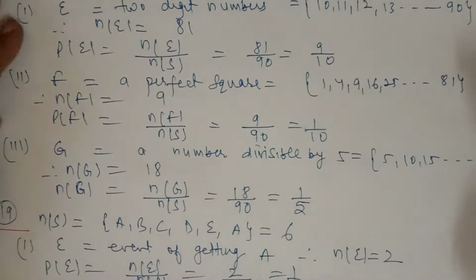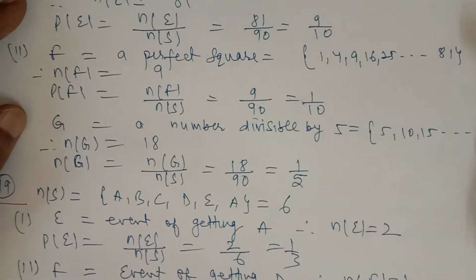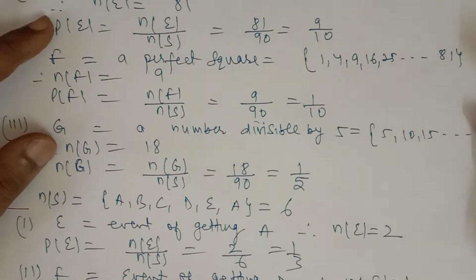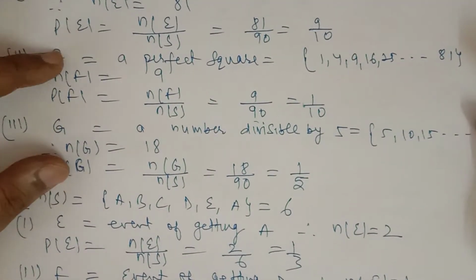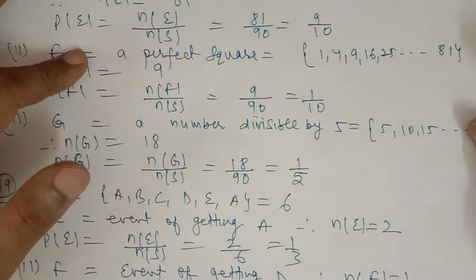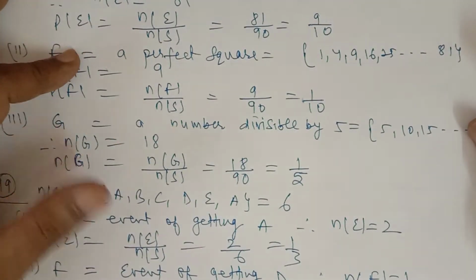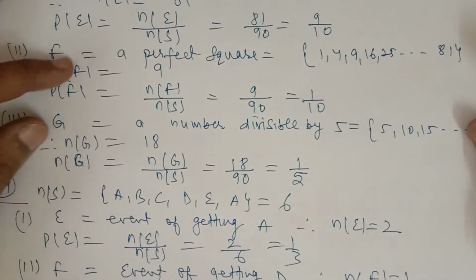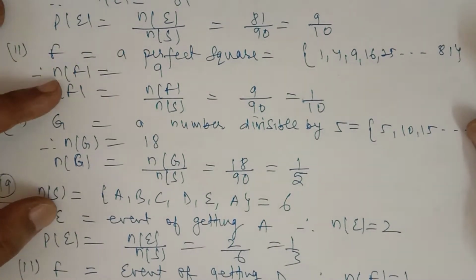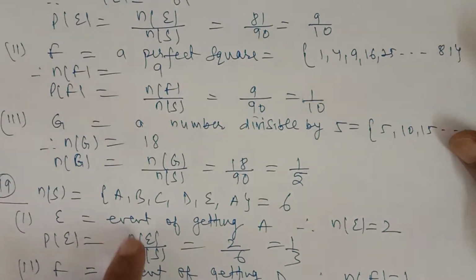Now in question number 19, a die is given which is not a fair die. In place of 1, 2, 3, 4, 5, 6, alphabets are written, that is A, B, C, D, E, A on the 6 faces. Now in the first part you have to find the probability of the event of getting an A. So how many events of getting an A are there?